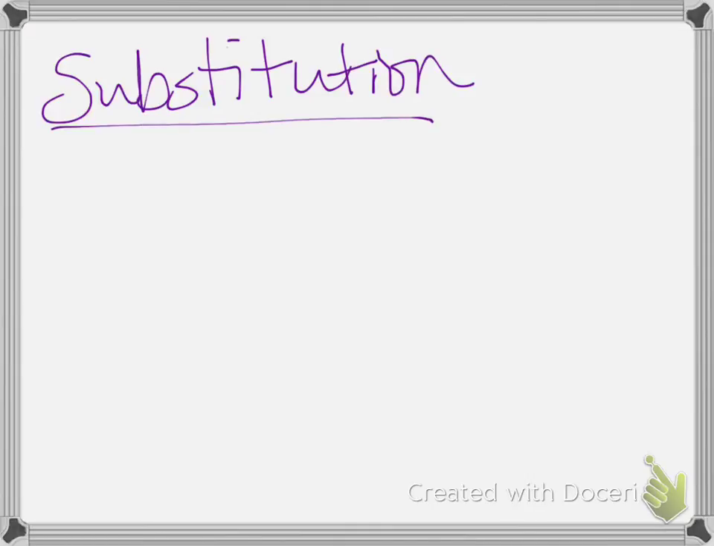Substitution. This means we're going to plug something in to something else so that we can solve for x and y. What we're searching for here is a point.